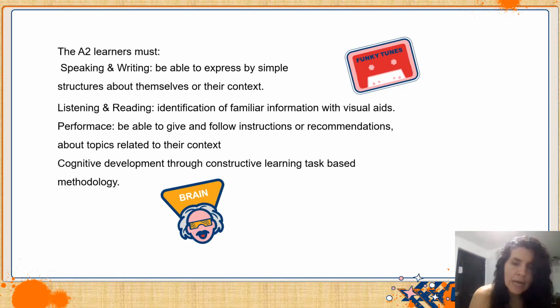The A2 learners, according to the standards in Colombia, must, in speaking and writing, be able to express themselves by simple structures about themselves or their context. In listening and reading, the identification of familiar information with visual aids. And in performance, the students must be able to give and follow instructions or recommendations about topics related to their context. And the cognitive development is about constructing learning in a text-based methodology.